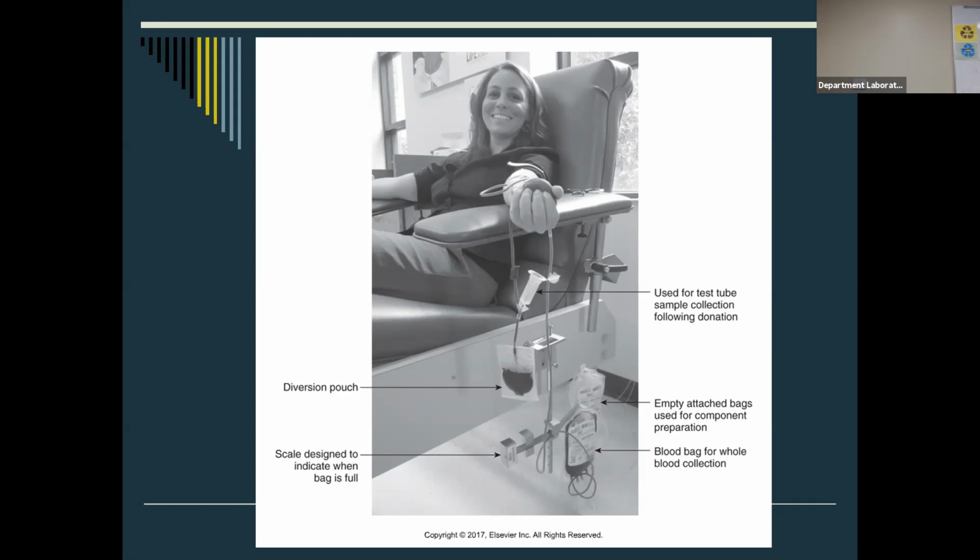And notice they have a little hub right here. After the donor process, they could put their vacutainers onto this hub and collect their samples for infectious disease testing, if they didn't pull from the diversion pack. So they could pull blood from the diversion pack for the infectious disease testing. Does that make sense to everybody? Okay.